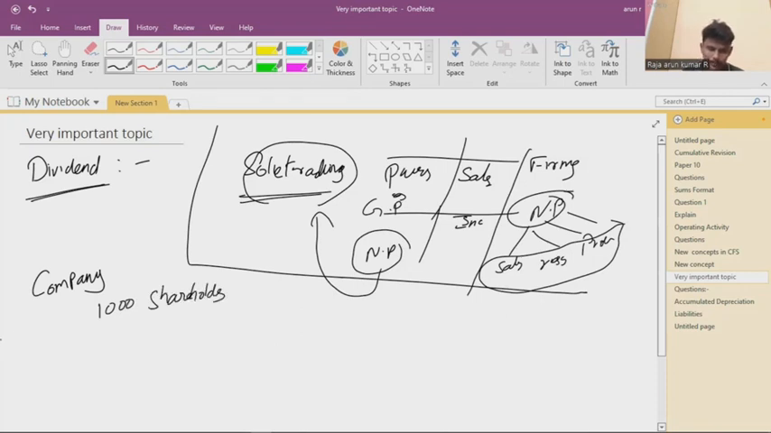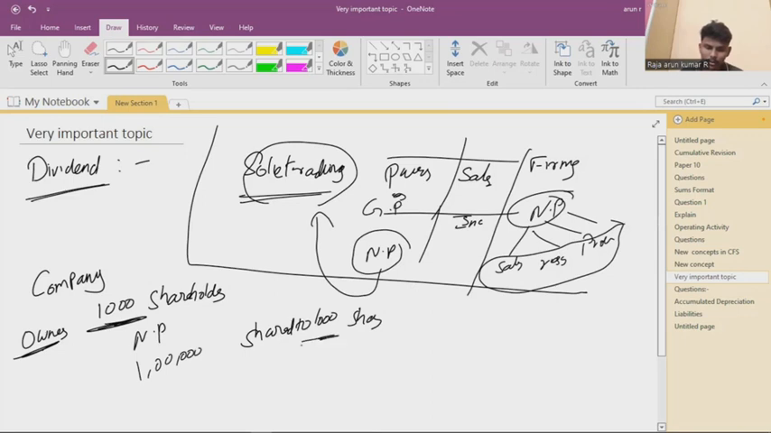Okay, the owner of the company: there is no single person who is the owner of the company. In the company, there are 1,000 shareholders who are the owners. The net profit of the company is shared among the 1,000 shareholders. For example, net profit is 1 lakh shared among the 1,000 shareholders. Okay, we do some simple calculation.